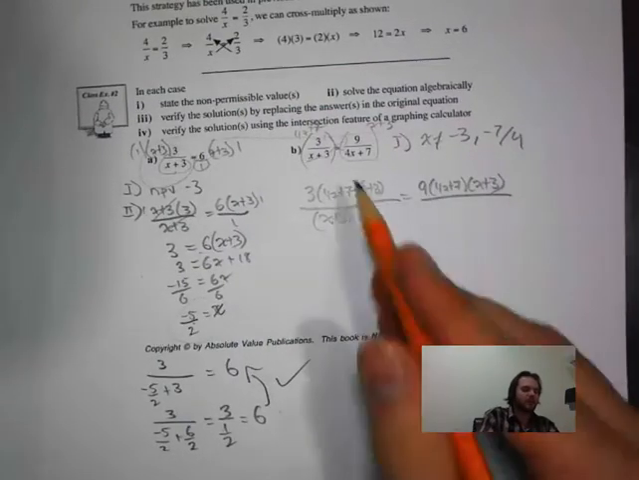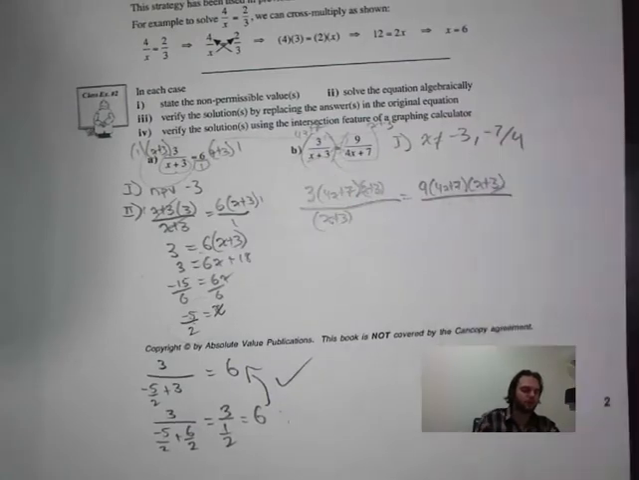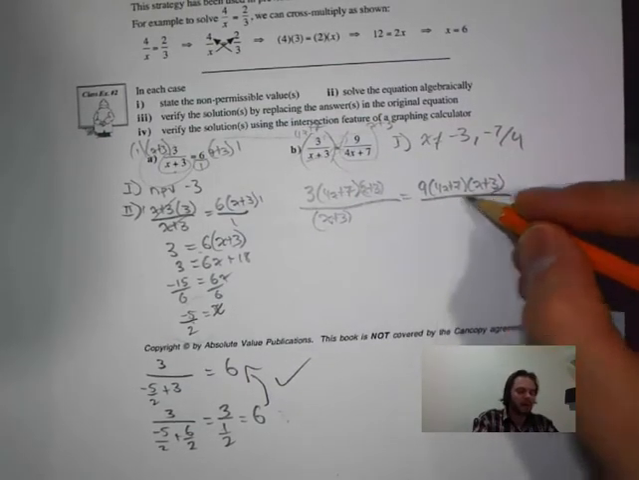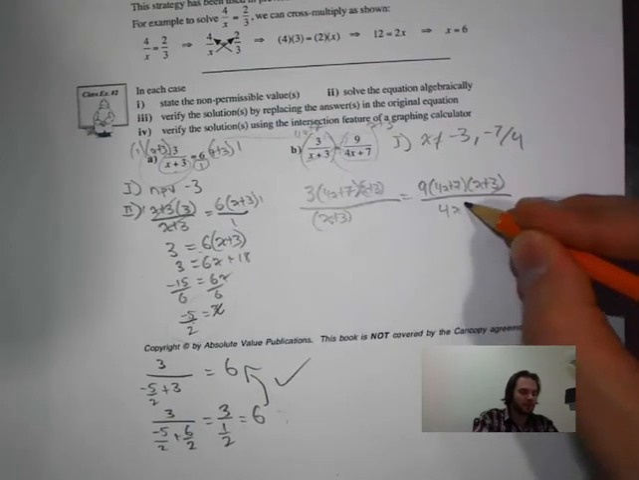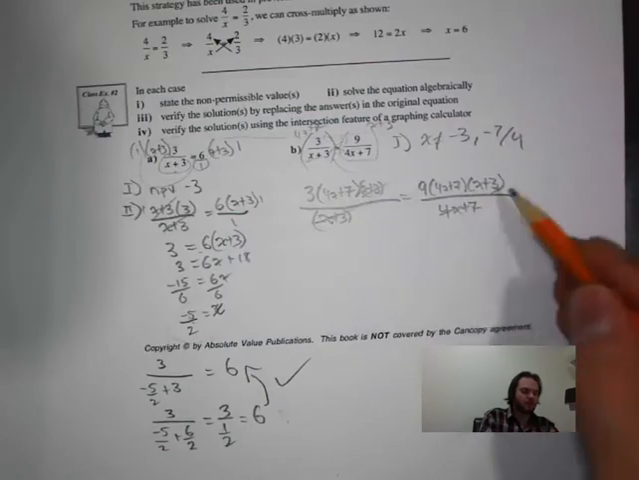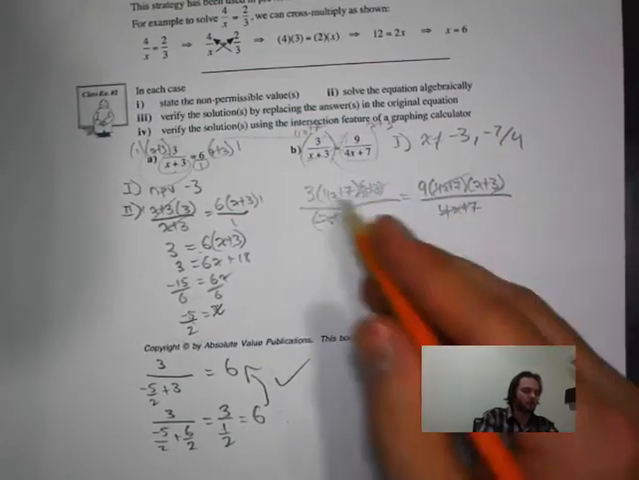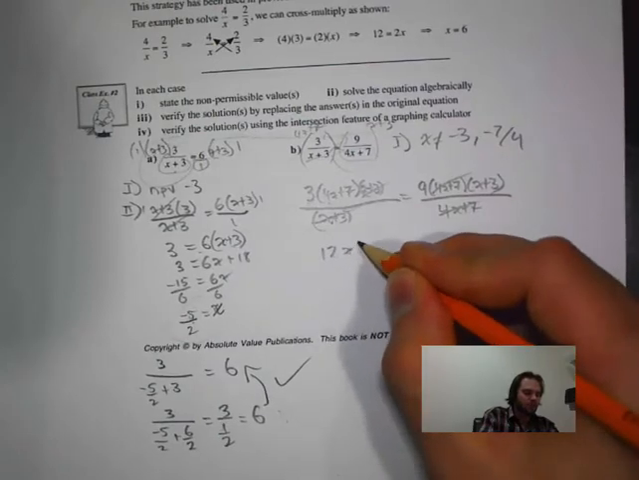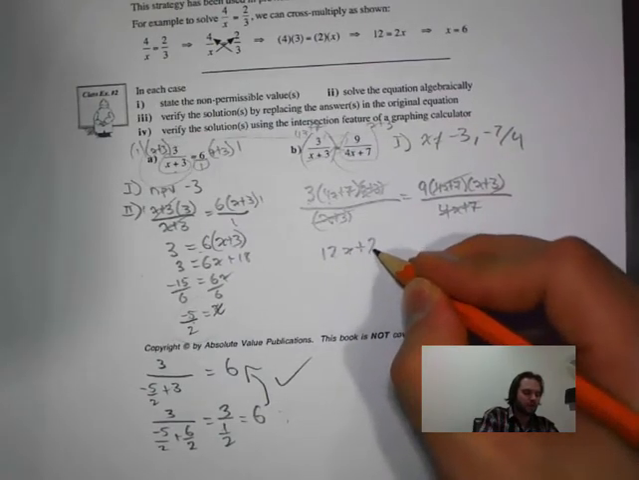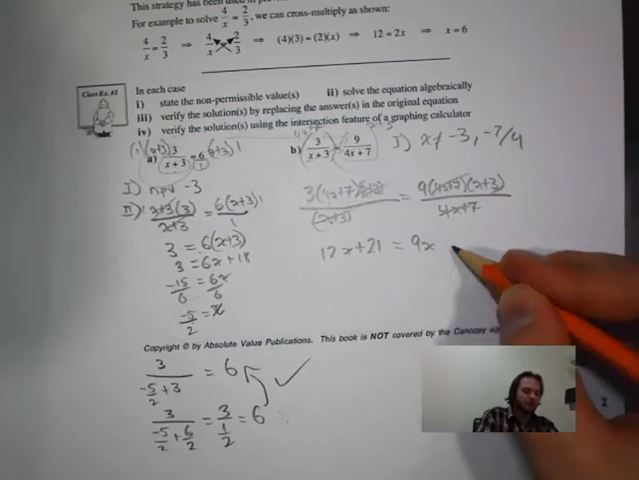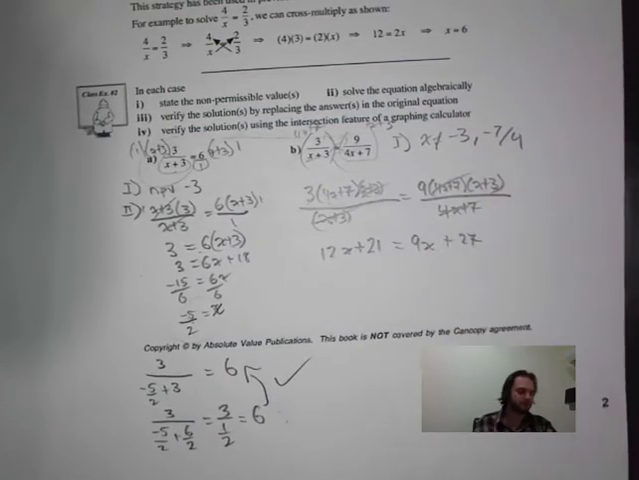We multiply everything by all the denominators. Remember, that's my key. And then we're going to divide this by (4x + 7). Now we look at this and this cancel off, this and this cancel off. So now we can multiply everything in. So 3 times 4 gives me 12x + 21 is equal to 9x + 27. Okay?